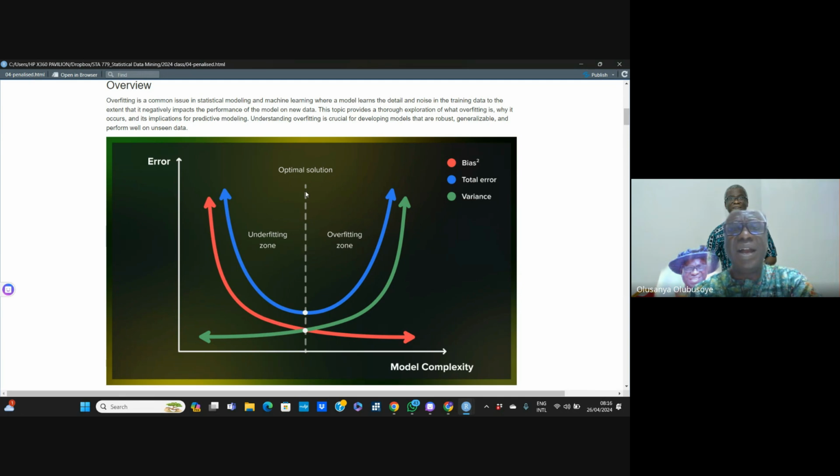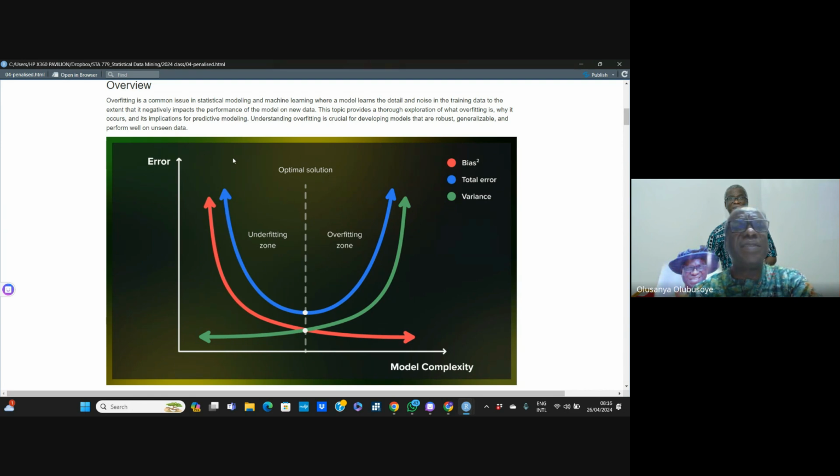So this diagram shows you that the total error, which is the blue one, is minimized at the point where the bias square and the variance intersect. And this is the point, and that is the point where you have the optimal solution.